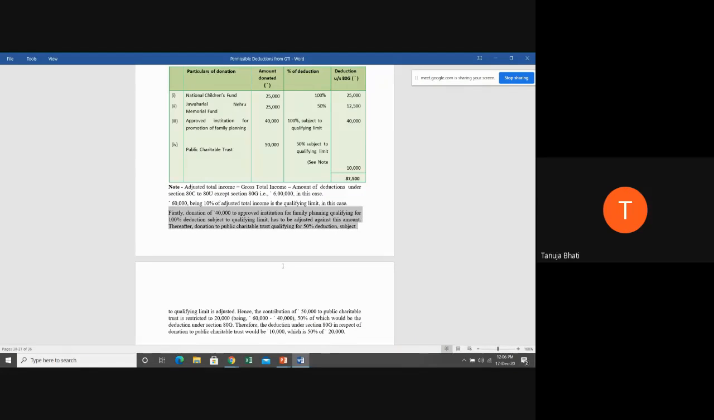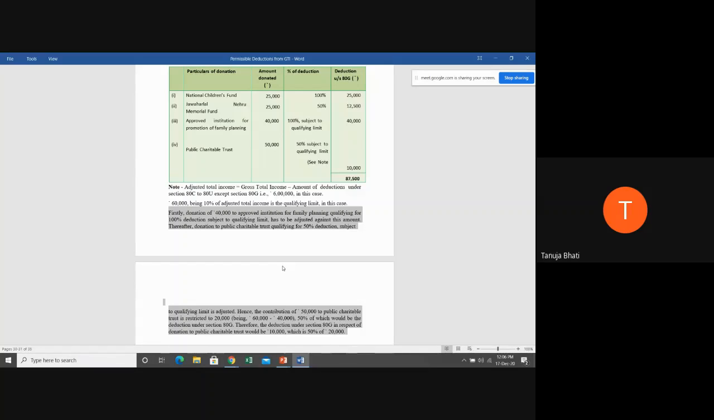adjusted against this amount. Thereafter, donation to public charitable trust qualifying for 50% deduction subject to qualifying limit is adjusted. Hence, the contribution of 50,000 to public charitable trust is restricted to only 20,000, being 60,000 minus 40,000, 50% of which would be a deduction under Section 80G. Therefore, the deduction under Section 80G is subject to donation to public charitable trust would be 10,000, which is 50% of 20,000.